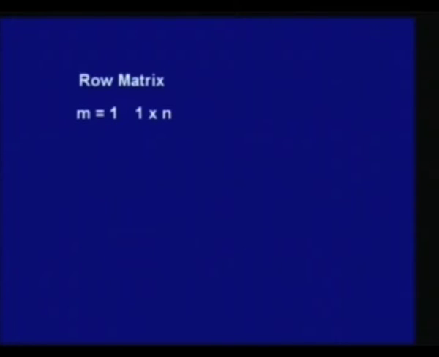Row matrix is a special form of a matrix where the number of rows is 1. So, M is equal to 1 and a typical row matrix is of order 1 by N. This is an example of a row matrix. It has only one row. Here the first index is fixed to 1 while the second index varies from 1, 2 to N.